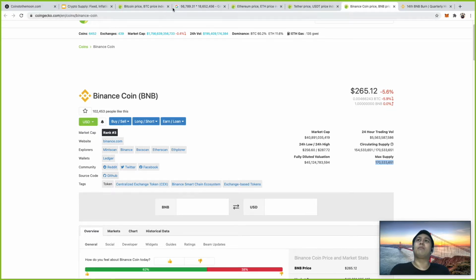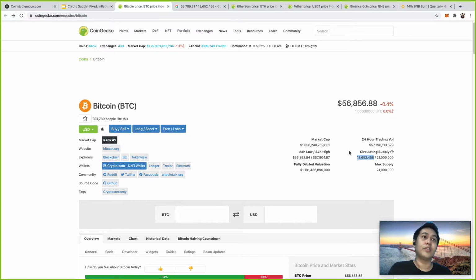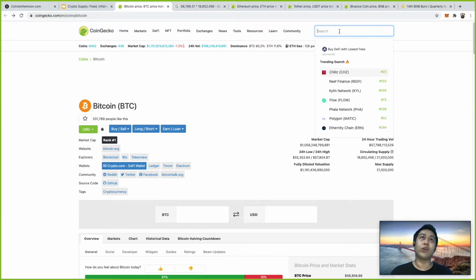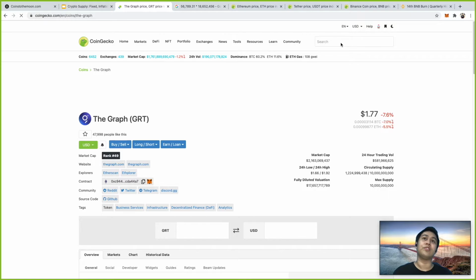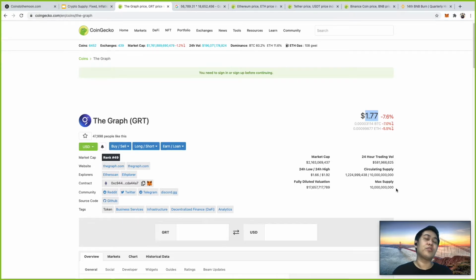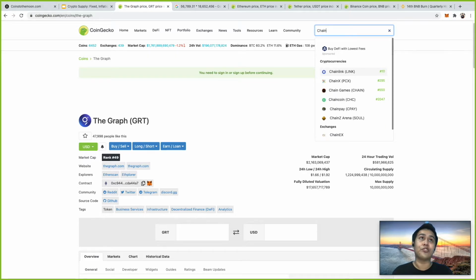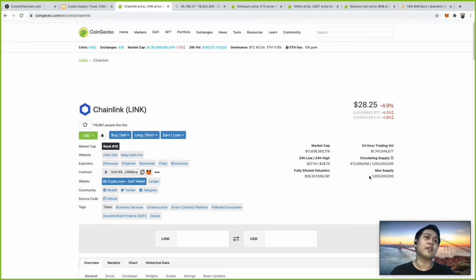This is important because the more scarce the coin is, the more the price will go up, because scarcity is always a good thing because people will fight over the supply. So let's say, for example, one of our favorite coins is GRT. GRT is a really strong project. It's the Google or SQL of blockchain. They have 10 billion supply, and look at the price. It's really low. And another project we can look at is Chainlink. Chainlink has a billion supply, and the price is also low, although it's a very, very strong project.